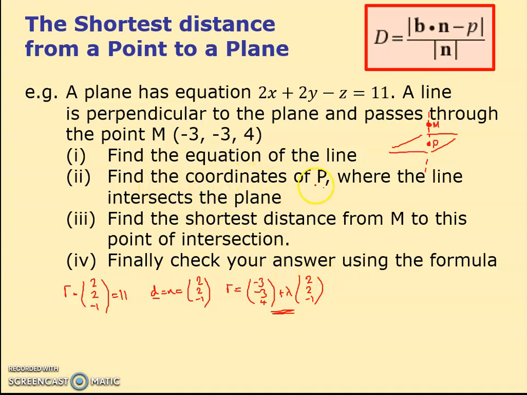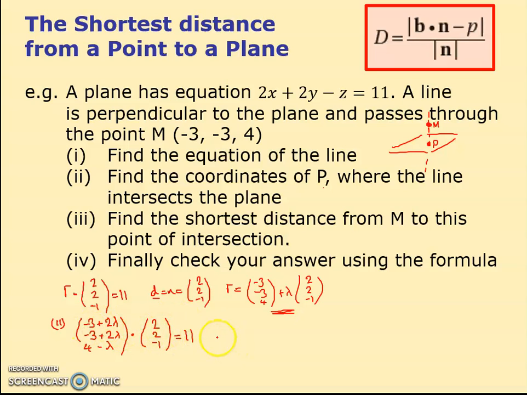Now part 2 says find the coordinates of the point P where the line intersects the plane. Well, we saw this last time, didn't we? To find where that intersects the plane, you substitute this line into my equation for the plane and see what lambda is. So rather than r, we write this: (-3 + 2 lambda, -3 + 2 lambda, 4 - lambda), and I've got to dot that with the normal vector (2, 2, -1), and they tell me it's equal to 11.